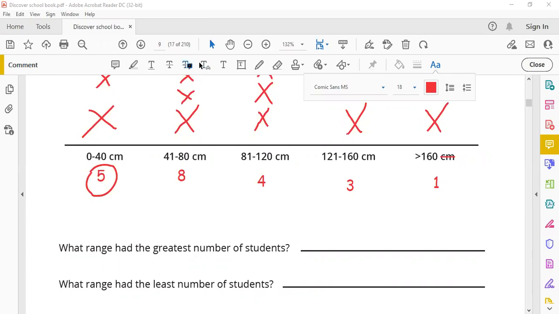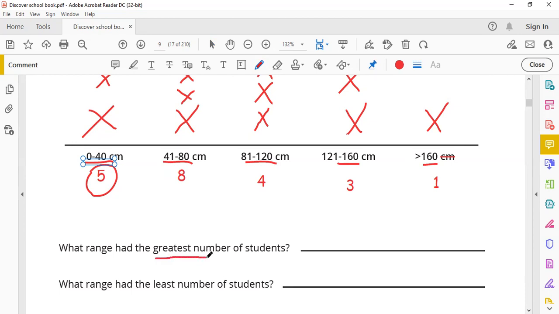These are called the range. Look, this is the first range, 40 centimeters. The second range, 80. The third range, 120, 160, more than 160. What range had the greatest number of students? Greatest number means many students. Which range of centimeters had the greatest number of students? 160, but this has only one student. We need the number that has many students.